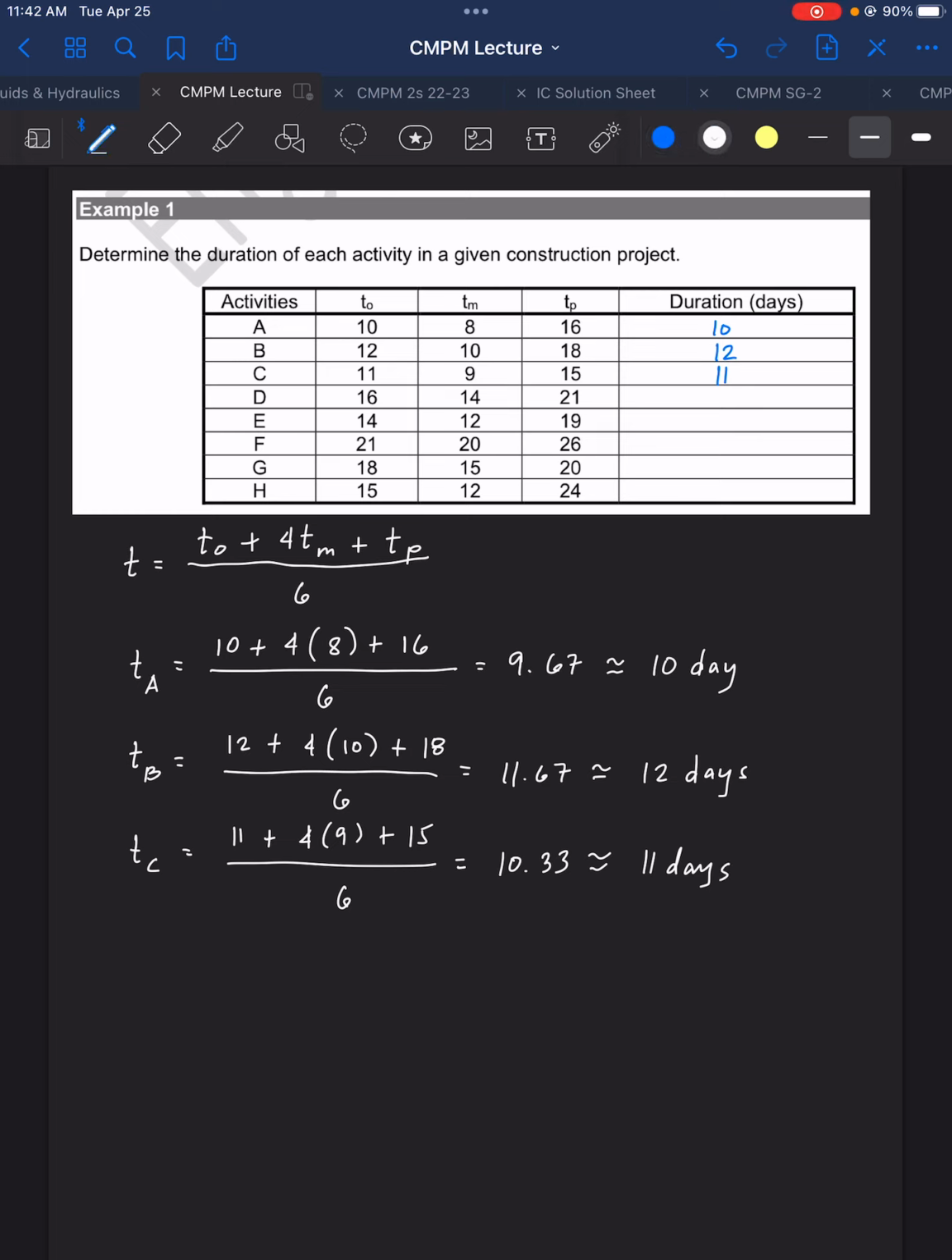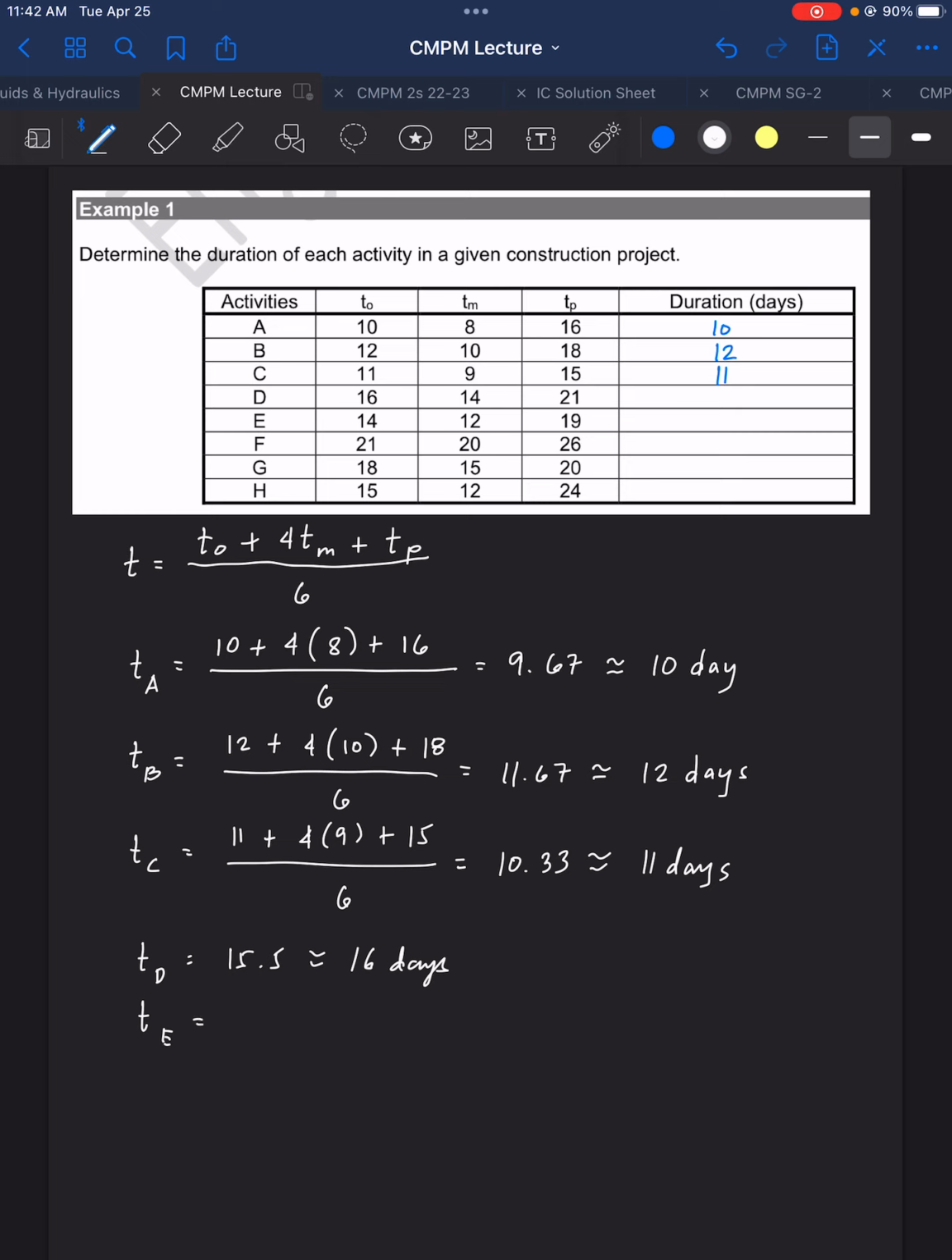Okay, so we have time D. At time D, we have there 16 plus 4 times 14 plus 21, and that is over 6. So that is 15.5. That is 16 days.